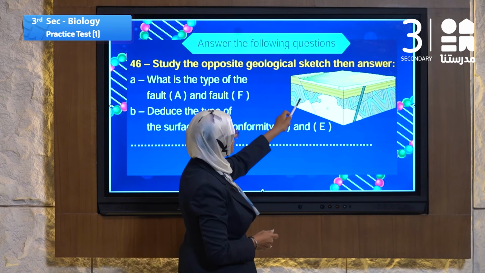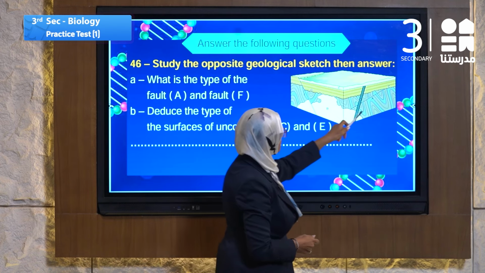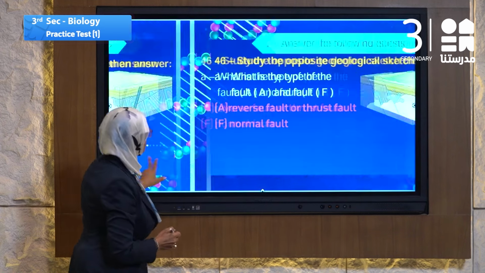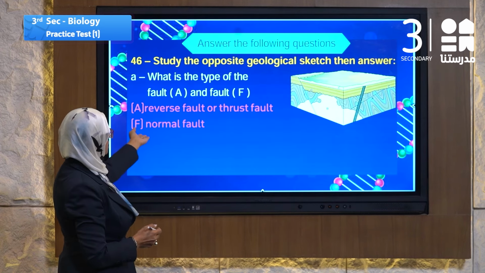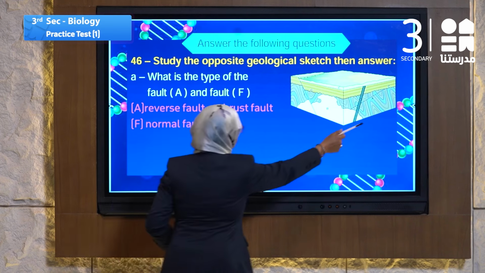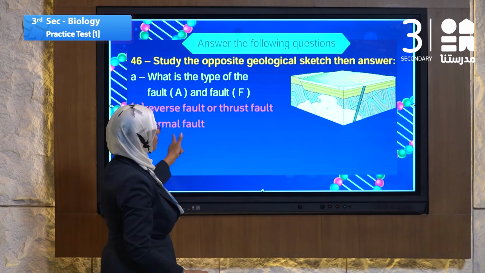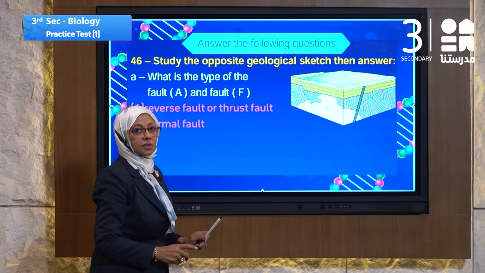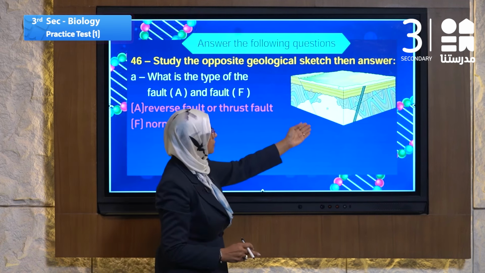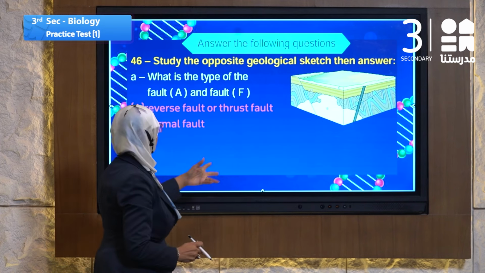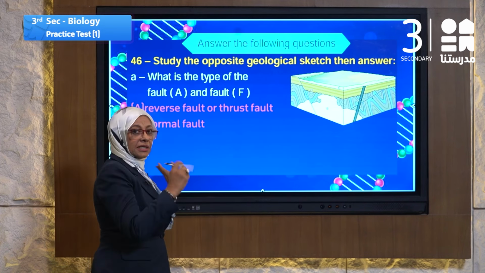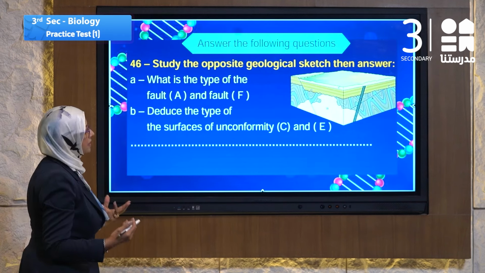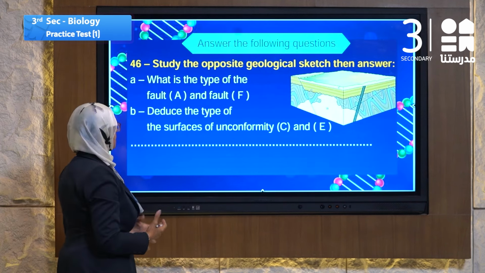The figure shows 2 types of fault. One of them is a reverse fault, that's A, and the other is a normal fault, F. F is a normal fault. It's about the breaking part. We speak about it in the breaking part. Let's read the question again to make the answer very satisfying.